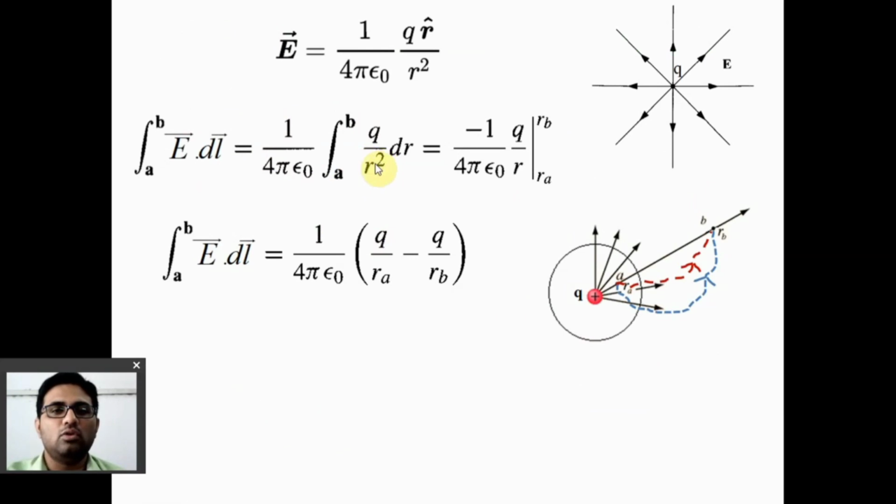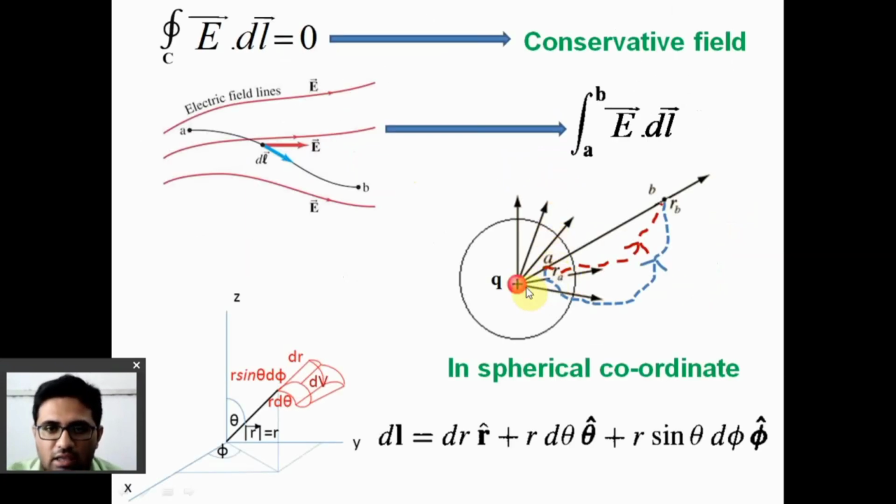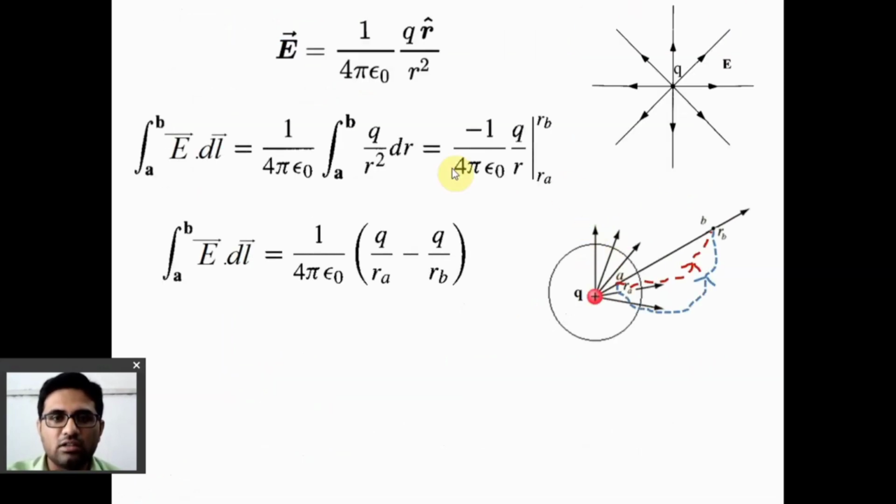You know that the integral of 1 by r square dr from a to b gives minus 1 by r, with limits ra to rb. Here ra is the distance of point A from the q charge. If we consider the q charge at the center, this is the length. Now you can see the value we are getting.